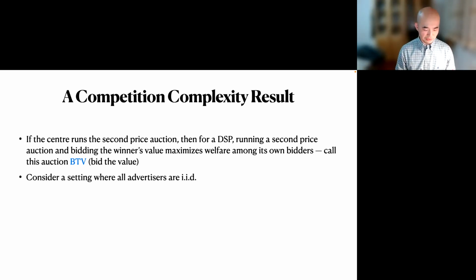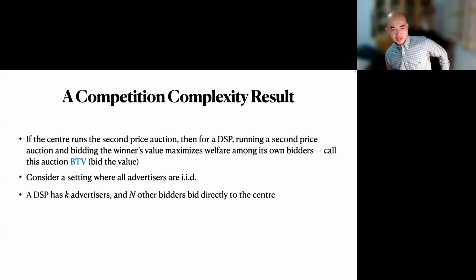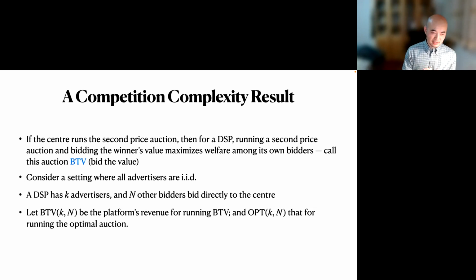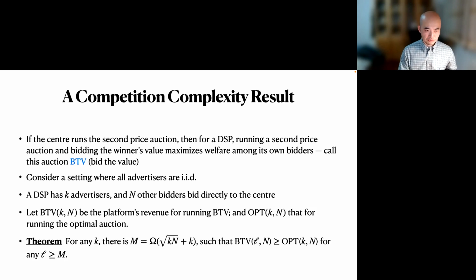So we will treat this as our welfare maximizing mechanism. And now suppose all advertisers are i.i.d. We're now considering a scenario where a DSP has K advertisers, and then there are N other bidders bidding directly to the center, or equivalently bidding through DSPs that in turn run second price auctions. And we're comparing two things: the revenue of the platform running the BTV auction and the revenue of the platform running the optimal auction, the profit maximizing auction. We denote these two revenues BTV(K, N) and OPT(K, N).